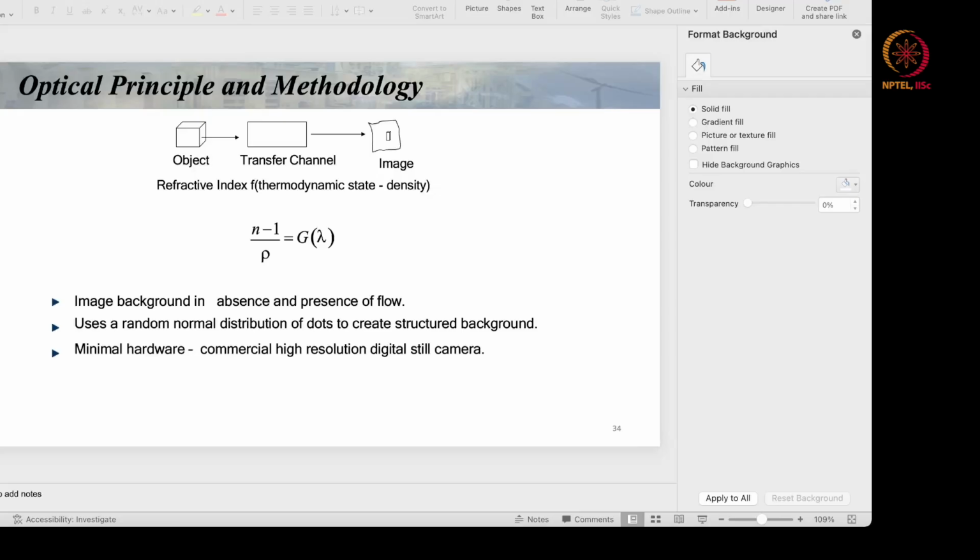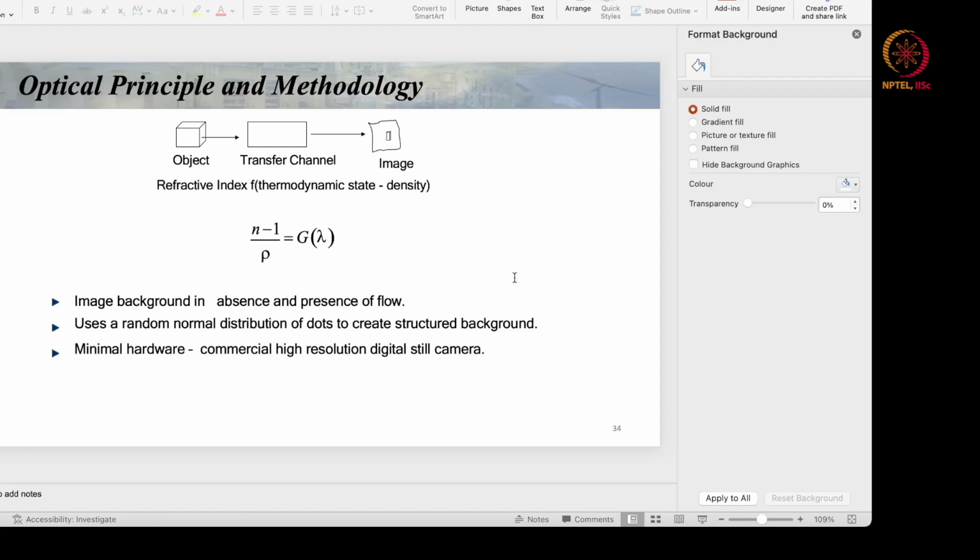Okay, so in this particular lecture, we look into what we call background-oriented Schlieren. So the principle is essentially, whatever we have learned so far, it's like this. Say you have a room or you create a background. What happens is that you take an image in the absence of the flow and in the presence of the flow. So you take two images.